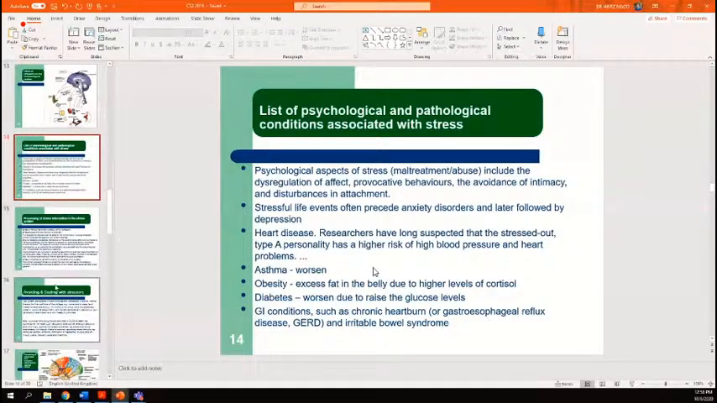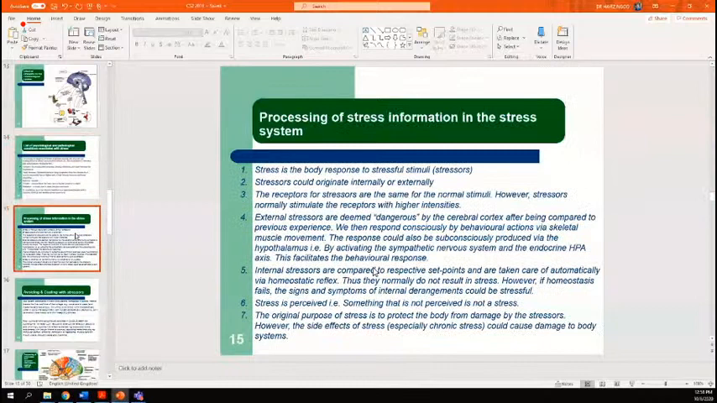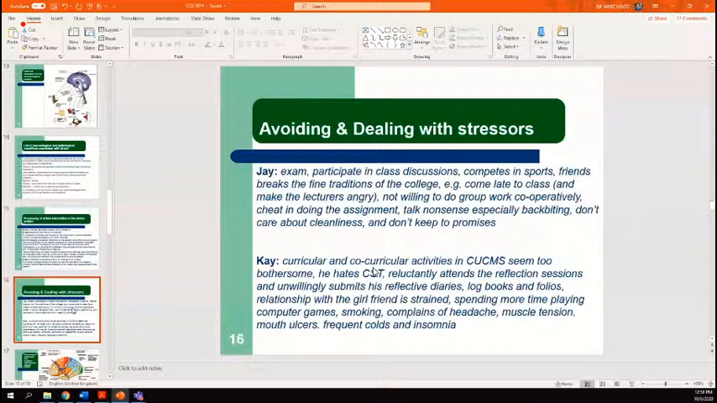Okay. Any questions for question 6? If not, I'll move on to question 7. Discuss the concept of avoiding stressors and dealing with stressors, and give the experience faced by J. Any questions before I move on? No? Okay, so these are just a summary of the stress system. Moving on, number 16, avoiding.